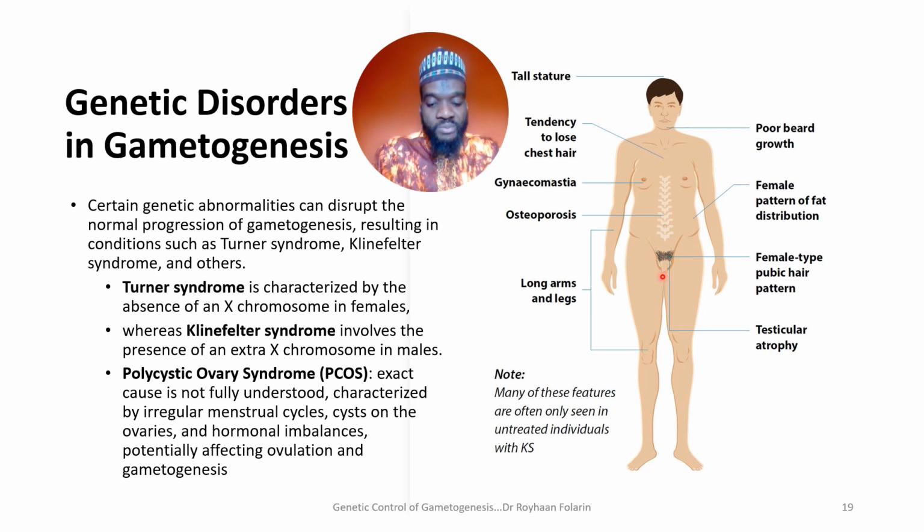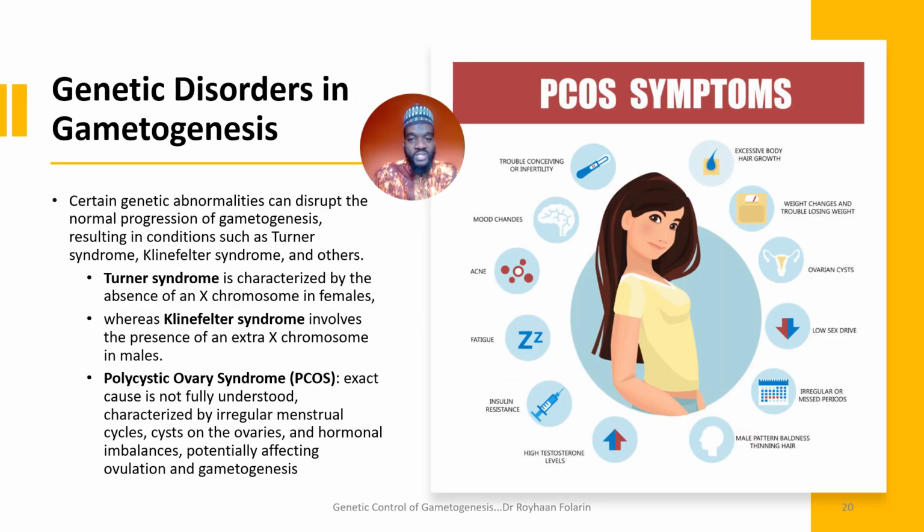And then thirdly, PCOS, that's polycystic ovarian syndrome, or polycystic ovary syndrome. So it's a common hormonal disorder in females, particularly females that are of reproductive age. And while the exact cause is not fully understood, there is usually a genetic component. And PCOS is characterized by irregular menstrual cycles.